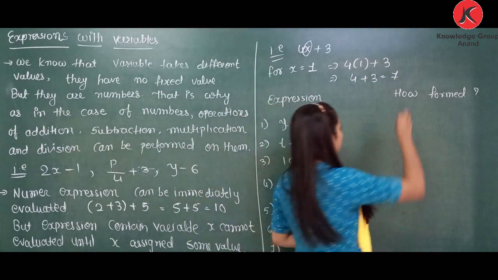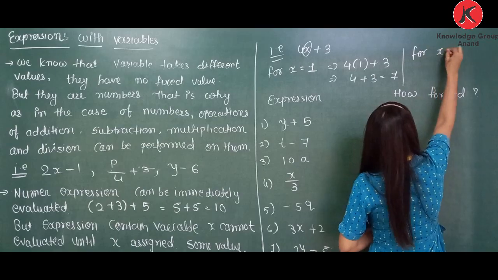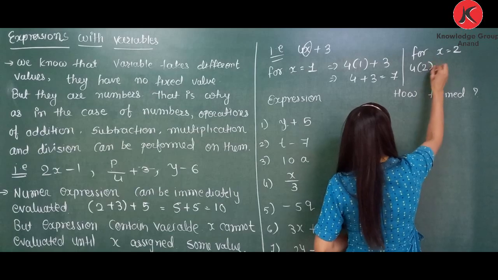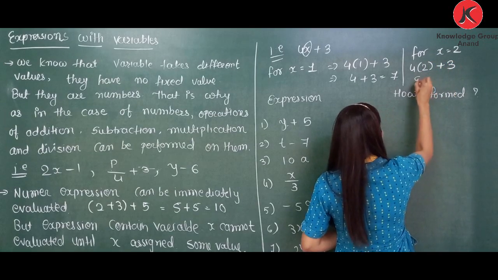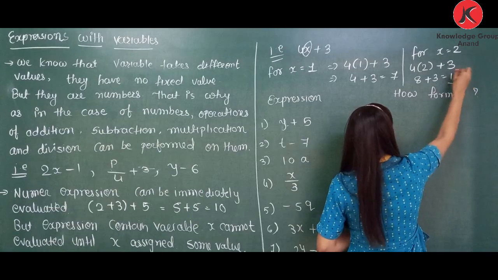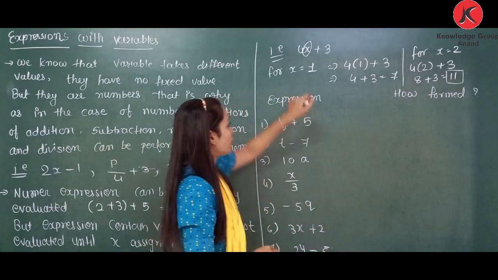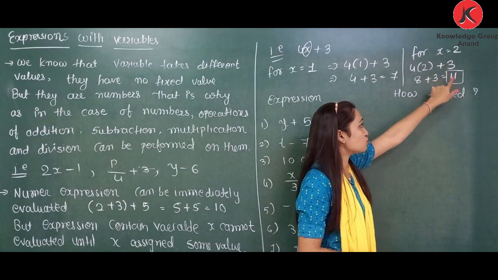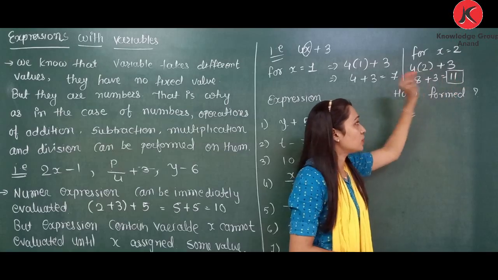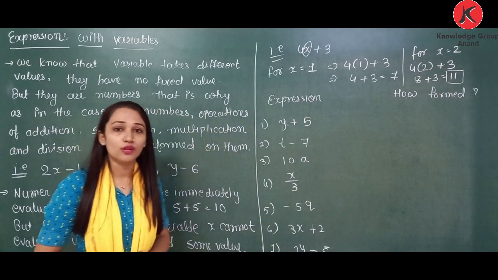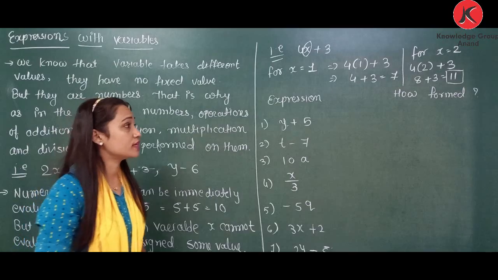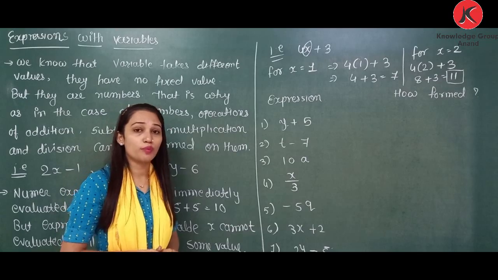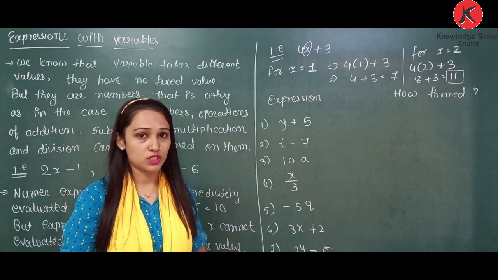For a second example, if we take x is equal to 2, here 4 is multiplied with 2 plus 3. So 4 times 2 is 8, plus 3, that is 11. So if in one example the value of x is 1, then we get the answer 7. And if in a second example the value of x is 2, then we get the answer 11. Why? Because x takes different values, its value can change. x does not have a fixed value. Clear? So this way we can also solve an expression when we assign a value to the expression.